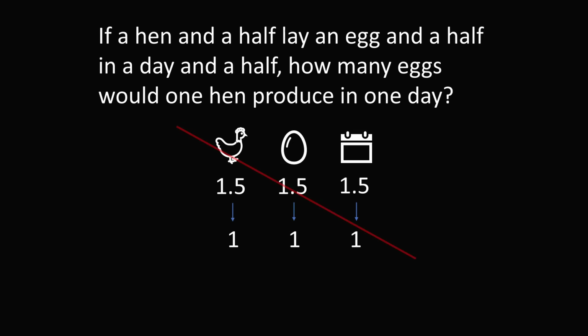But it is not correct. The correct answer is not 1 egg produced by 1 hen in 1 day. So what is the correct answer? The correct answer is actually 2/3. So why is there a different fraction over here? Let's see why. We will work this out with dimensional analysis.